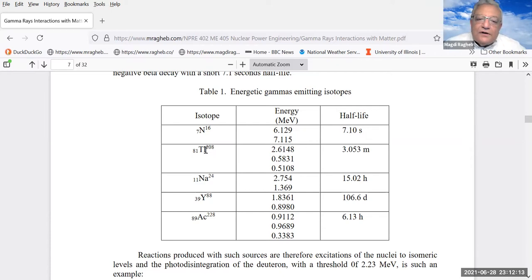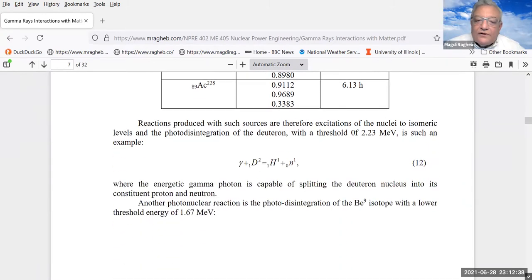In nature, thallium-208 happens in the decay curves of uranium-238 and 235. In the future, if you use fast reactors, the coolant could be sodium, and sodium-24 also can emit very powerful gamma rays, 2.75 million electron volts of energy. So gamma rays are available to interact with other materials.